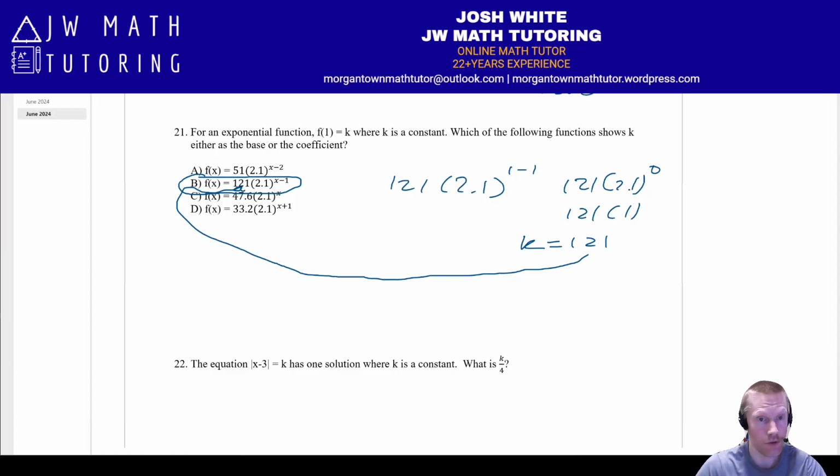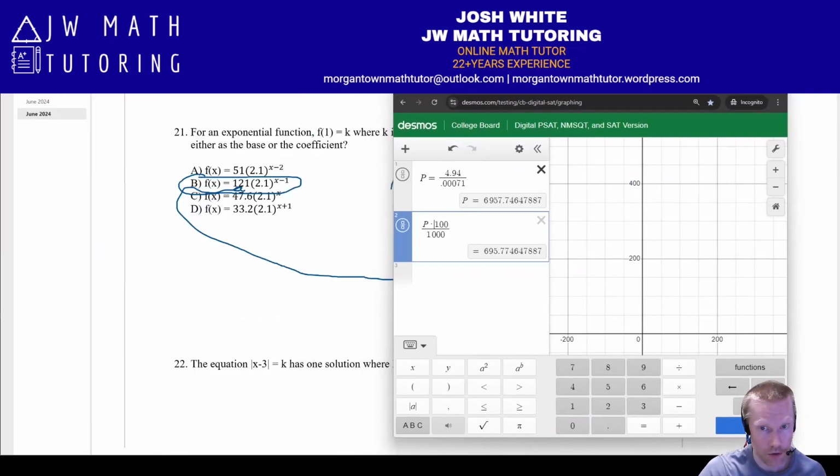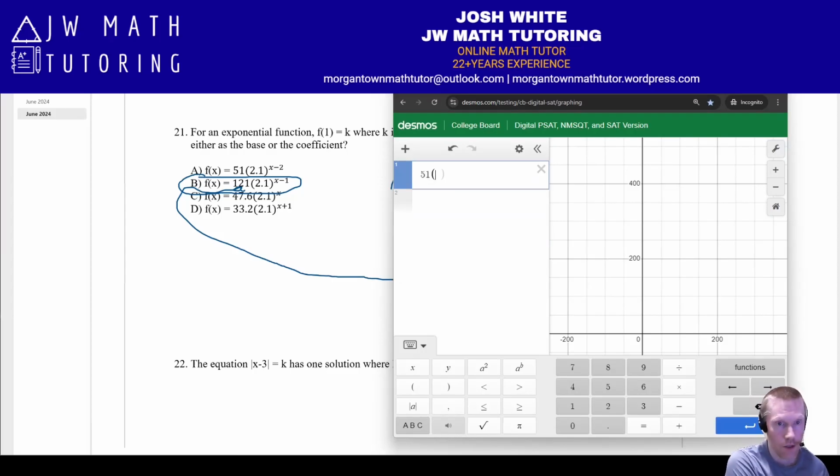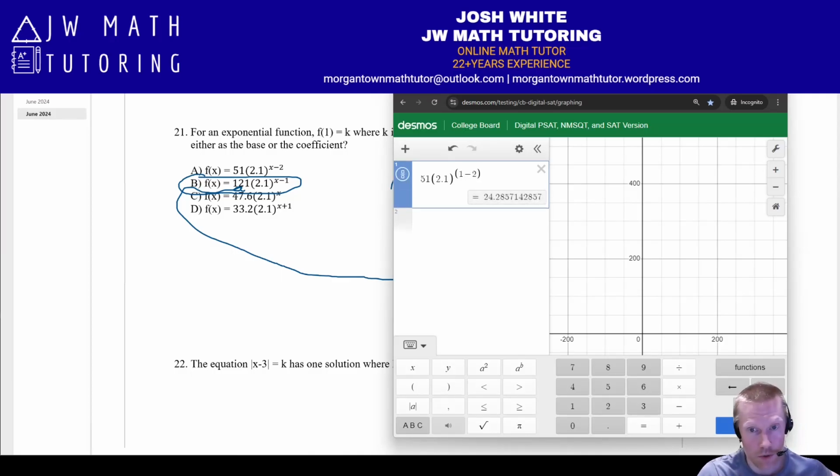If you try to go through the others, I'll just do this in Desmos real quick as an example to confirm. If we do it for this one, we get 24.2857. Do I see 24.2857 as the coefficient in front or as the base? No. Okay, let's do C. 7.6, and now this one is just raised to 1. For C, I get 99.96. Is that the coefficient in front? No. Is that the base? No, it's not 2.1.